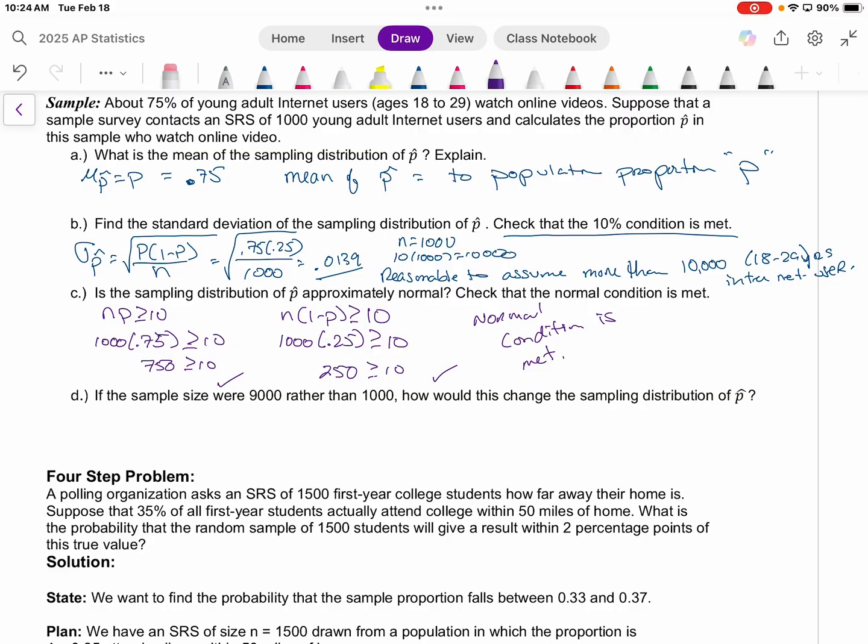Part D says if the sample size were 9,000, so instead of 1,000, n is equal to 9,000, how would this change the sampling distribution of p hat? Well, first off, are we still independent? Do we still have independence? 10 times 9,000 is 90,000. Is it reasonable to assume more than 90,000 internet users from the age of whatever to whatever? Yeah, I think so. So it's reasonable to assume more than that.